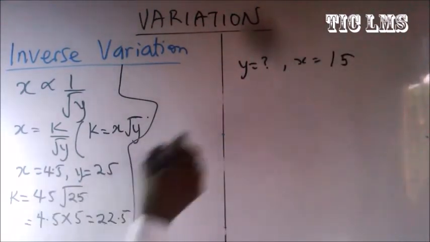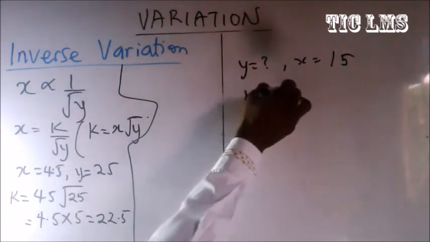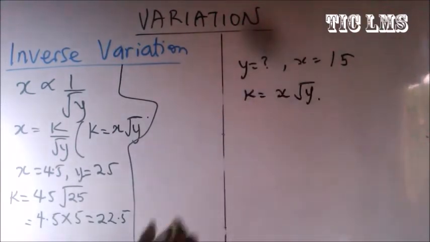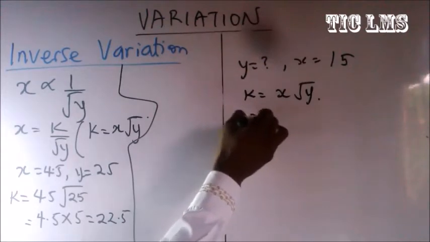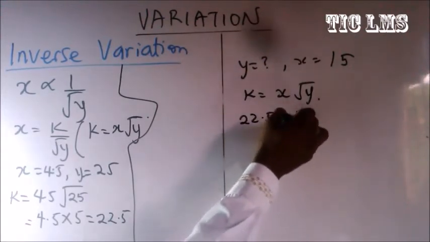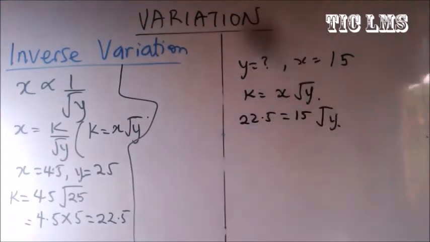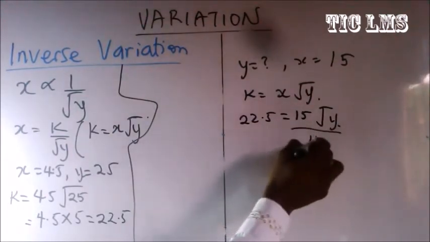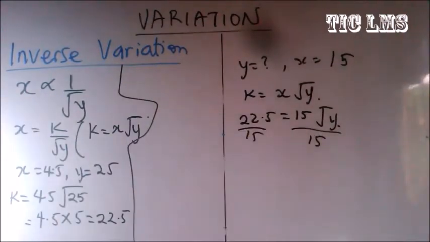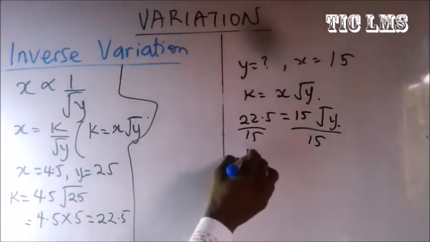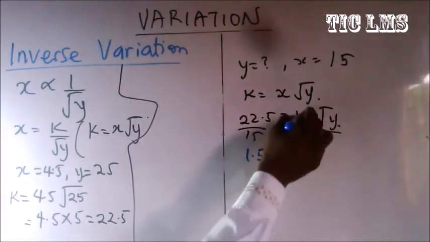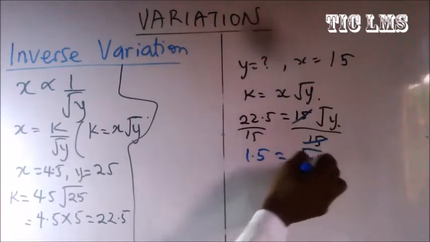So we bring our equation back, which is k equal to x square root of y. Hence our k is 22.5 and x is 15, then square root of y. So we divide both sides by 15. 22.5 divided by 15 will give 1.5, and then 15 cancels 15, so we're left with square root of y.